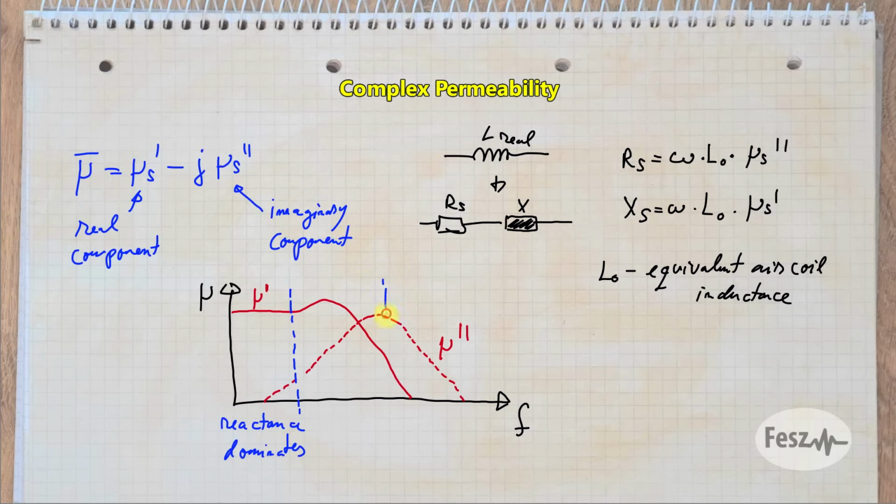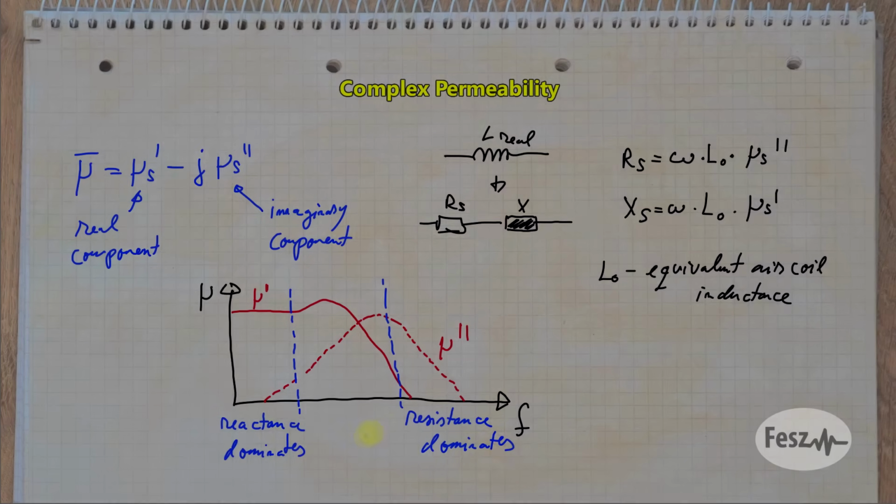While in the second part of the graph, the imaginary permeability dominates, so the coil behaves more like a resistor. It turns RF into heat. So a coil used in this range is quite good for filtering or as a choke. Knowing this property is therefore critical to select the right core for the right application.